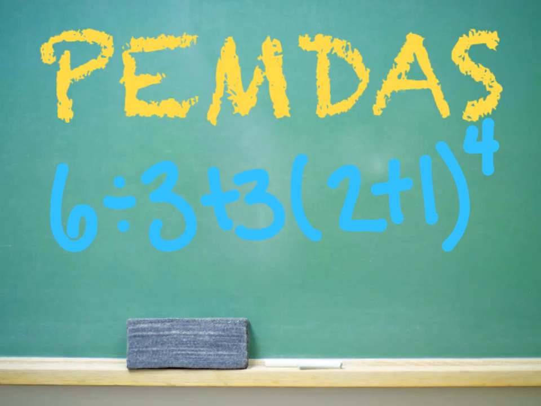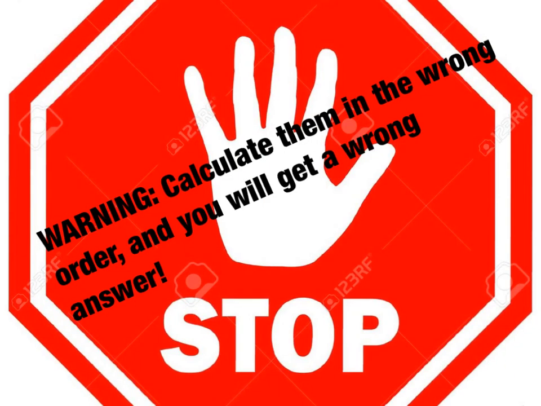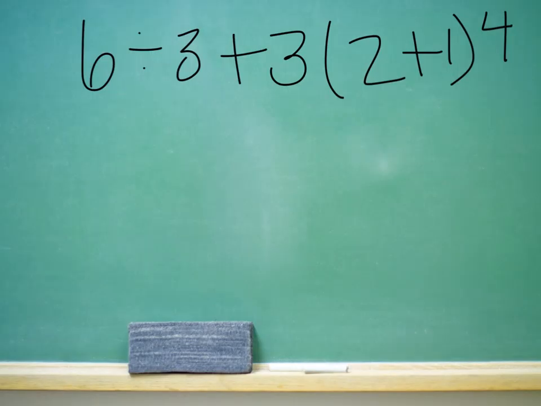Well, let's take a look at this example. We have 6 divided by 3 plus 3, open parentheses, 2 plus 1, close parentheses, to the power 4. But first, stop! We need to do this in the right order. If we calculate them in the wrong order, then we will get a wrong answer. So please, let's do this carefully. Together, we can do this.